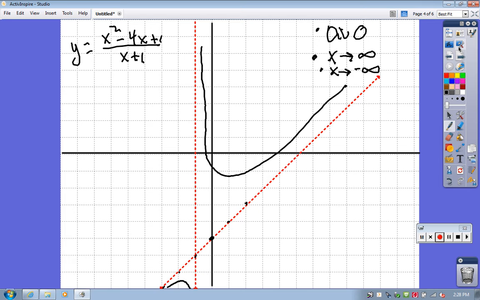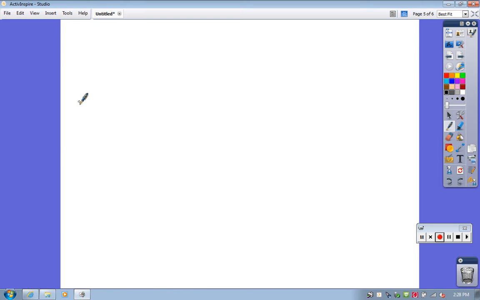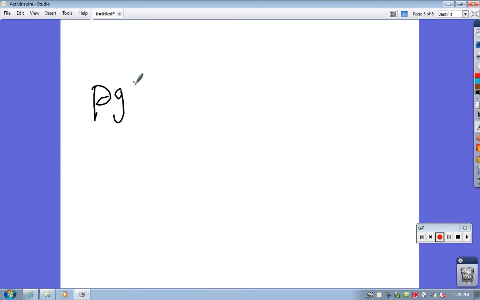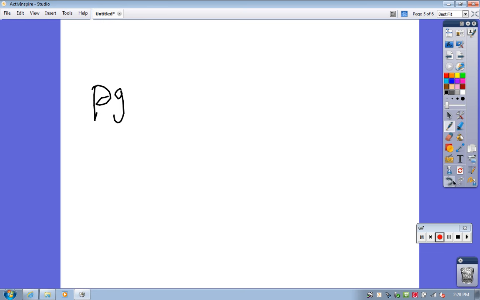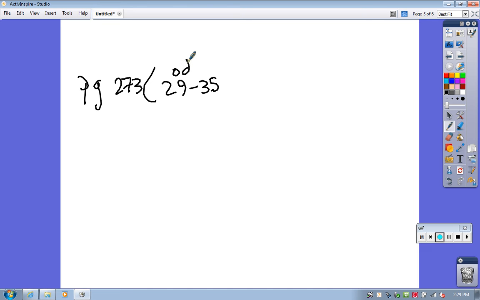What I would like you to do, give a try to, are these problems right here. That says page. That's a P. Boy, if I was smart, I would type this. Notice I still don't do it. Page 273, problems 29 through 35. Just do the odd on those. Then try 91, 92, and 93.